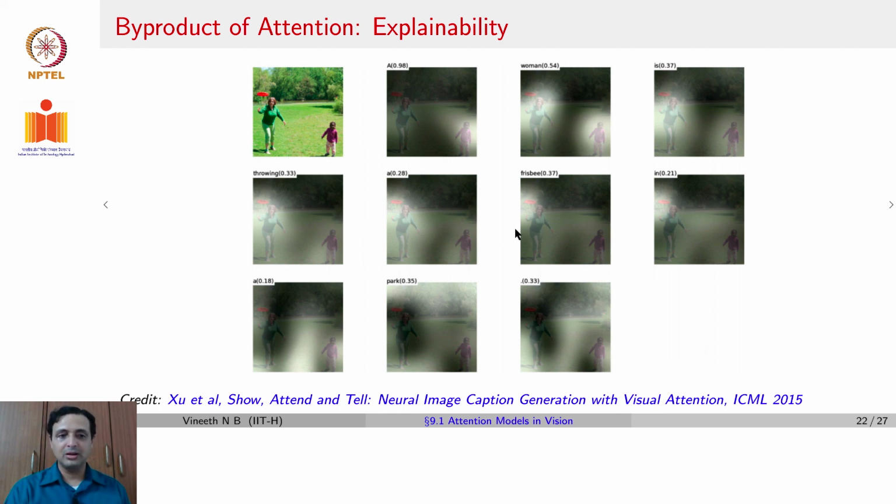And if you keep going, you see when it says the word throwing, it seems to be focusing on the woman part of the image. And if you see the word frisbee, it actually seems to focus on the frisbee in the image. And if you see the word park, it seems to be focusing on everything other than the woman and the child. This gives you an understanding and trust that the model is looking at the right things while giving a caption as output.